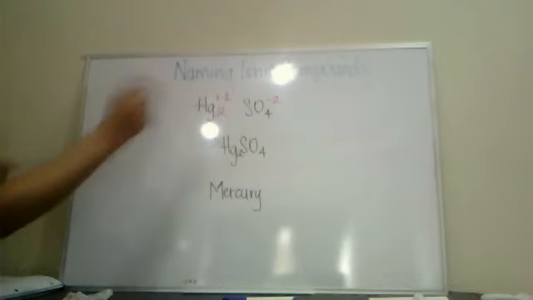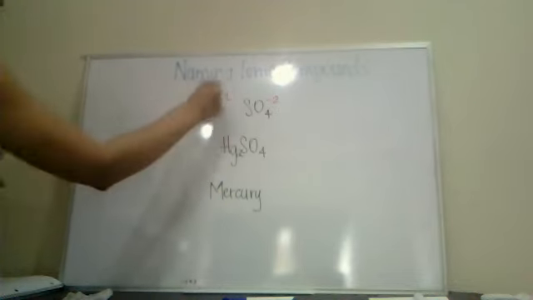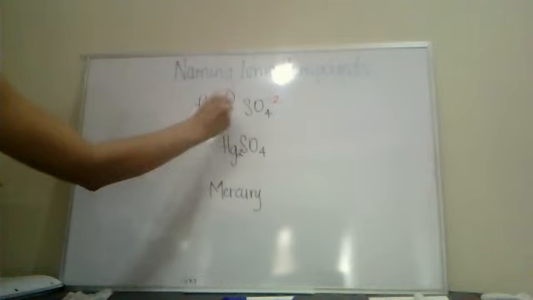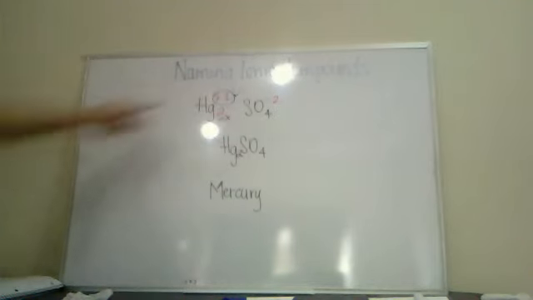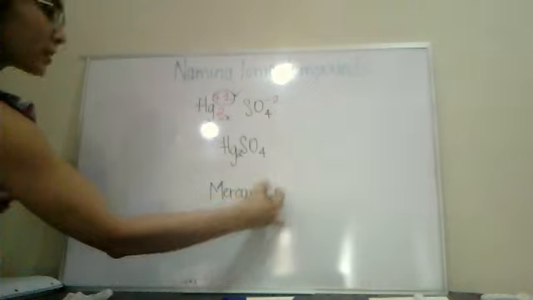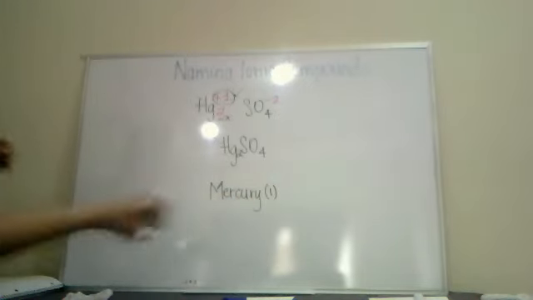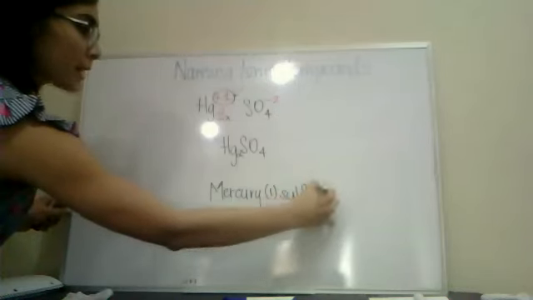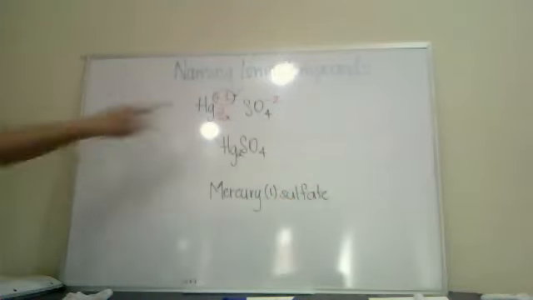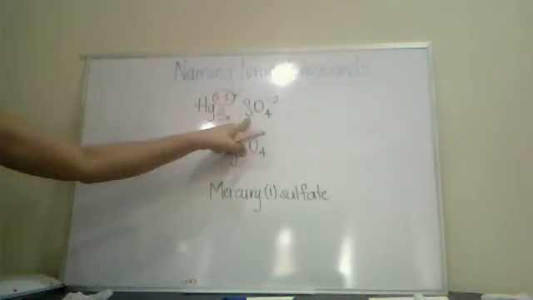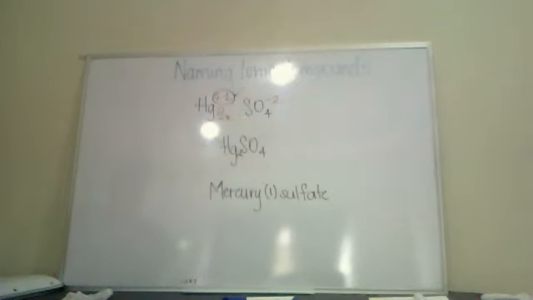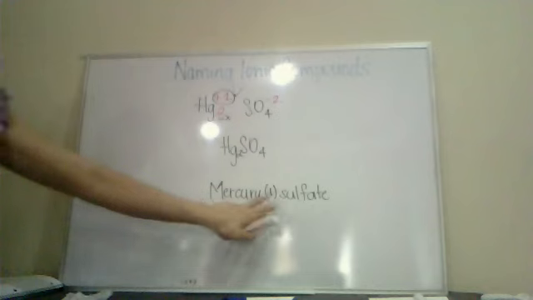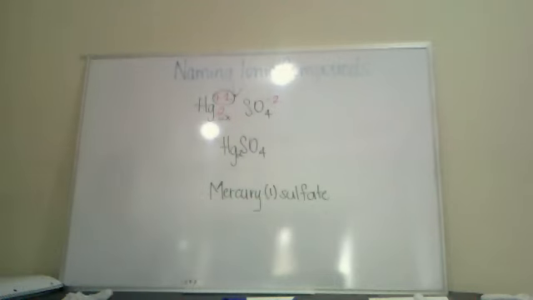Look at this. The charge you're going to put between parentheses is this number above, all right? Not this one. This one. Okay? So I have mercury, I open parenthesis, 1, I close parenthesis, and then sulfate. Why? Because I don't change the name of a polyatomic ion. Okay? So this is it. Mercury(1) sulfate. It's easy, right? I think you're all getting this topic.